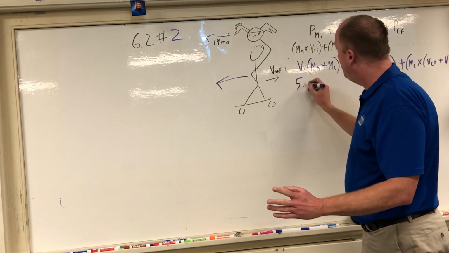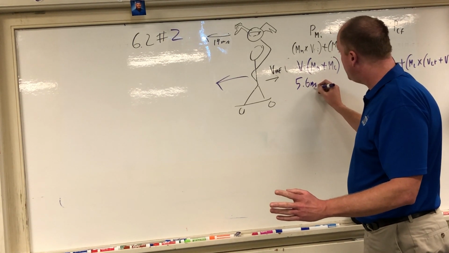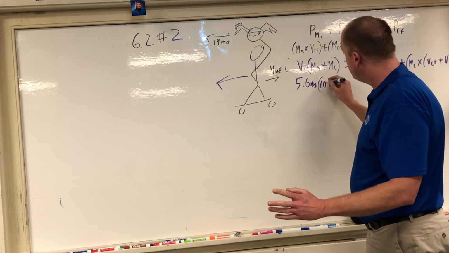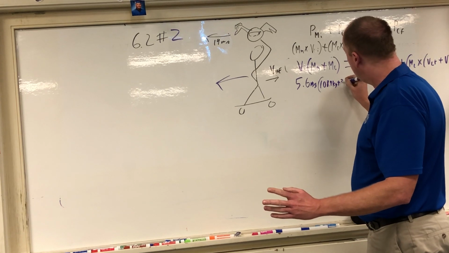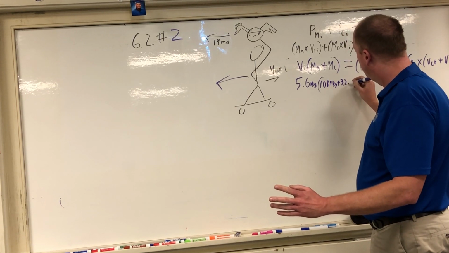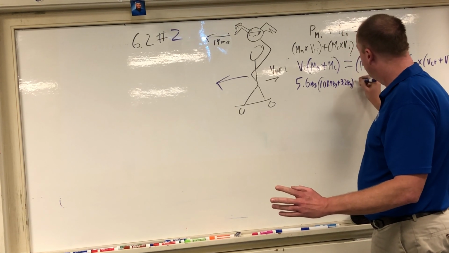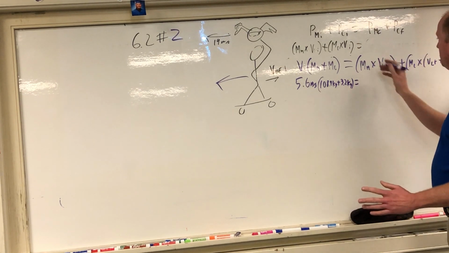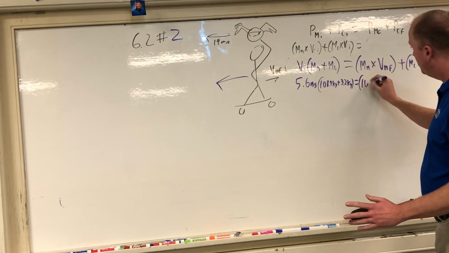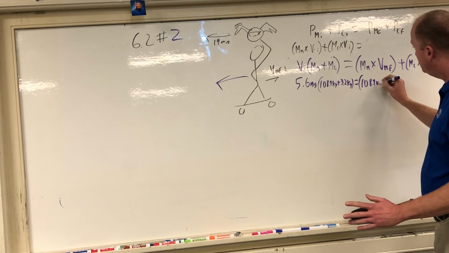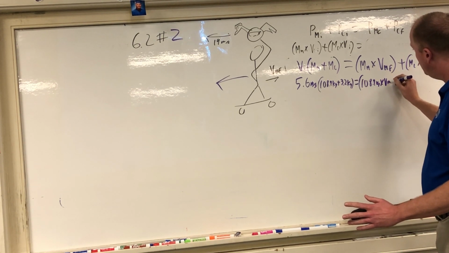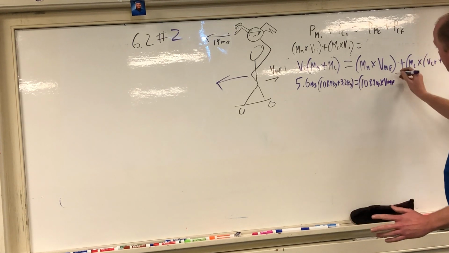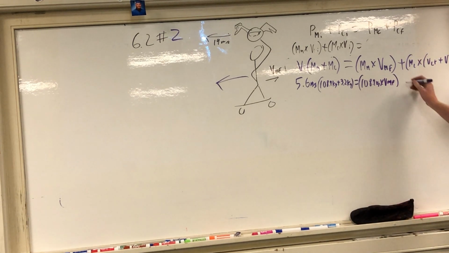Now the fastest speed I can go is 5.6 meters per second on foot. My mass is 108.9 kg. Plus the chicken comes in at 3.2 kg. And this is going to equal my mass, 108.9 kg, times my big unknown, how fast I'm going to be going at the end. That's the big unknown right there.